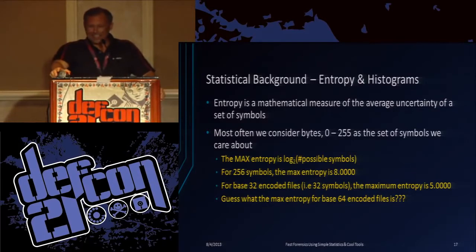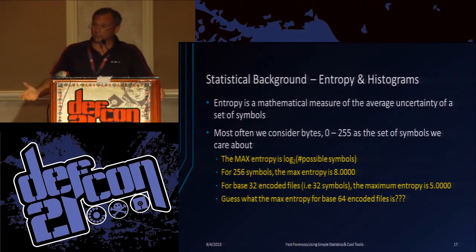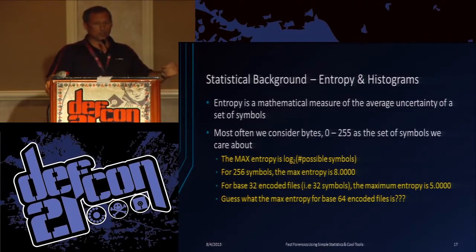Usually we consider bytes with computers, 0 to 255. So the maximum entropy is the log base 2 of the total number of symbols. So log base 2 of 256 different symbols is 8. So the maximum entropy for a file can be 8. If that file is base 32 encoded, maximum entropy is going to be 5. I don't have an example in the slides this time, but you can actually tell if the base 32 encoding has encoded an encrypted file or a text file just by using this tool.